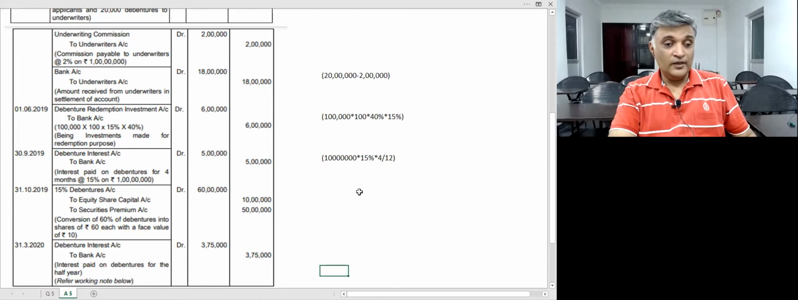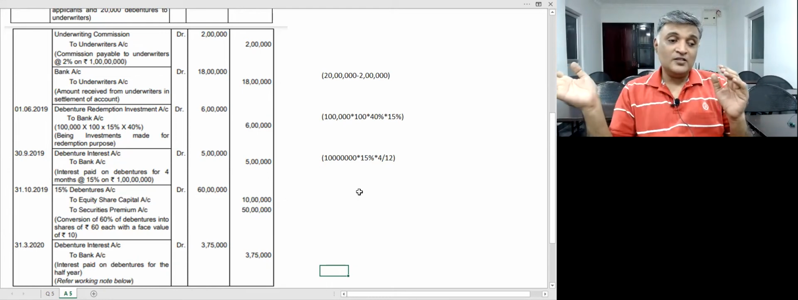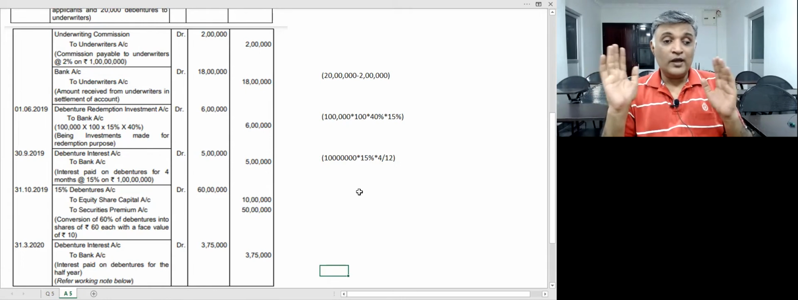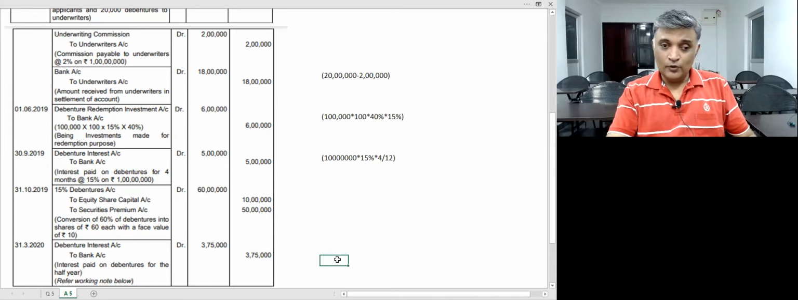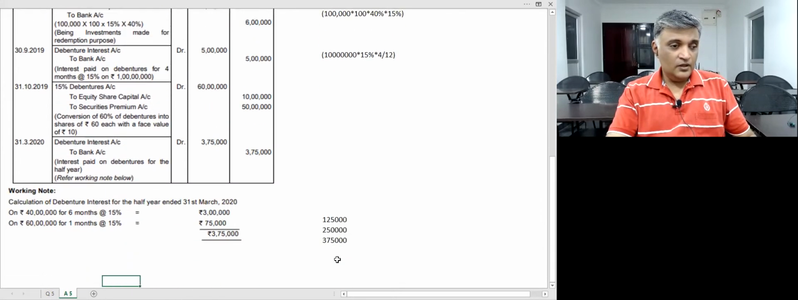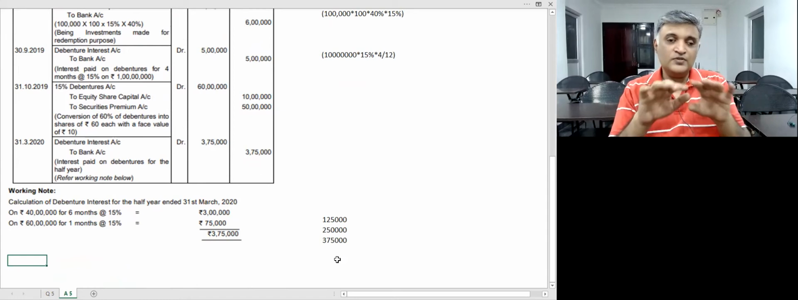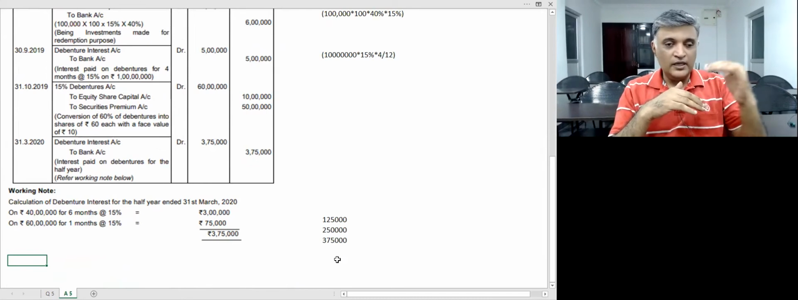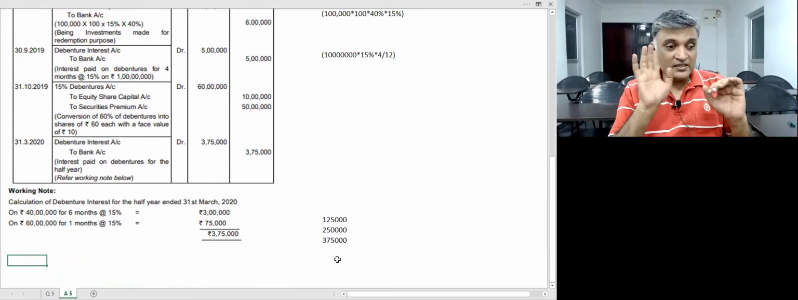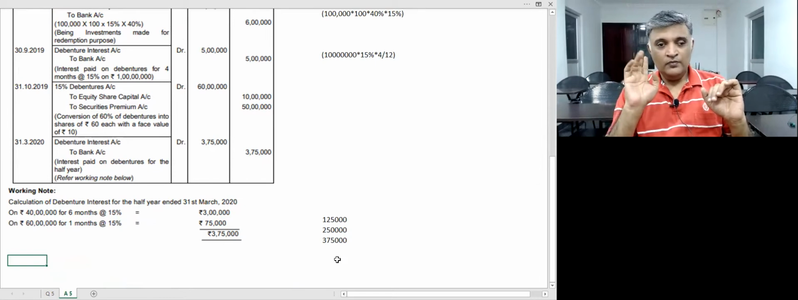Now, the most important point is, when the next debenture interest becomes due on 31st of March, how are we going to calculate the debenture interest? There are 2 ways of calculating. I will explain both the ways to you. Look at the first way. The first one, on 40 lakhs for 6 months at 15%, it will give you 3 lakhs. So I'm just dividing the 100 lakhs of debentures into two categories. One is the 40 lakhs, other is the 60 lakhs. For the 60 lakhs category, 1 month interest is due, right? That will be 75,000.